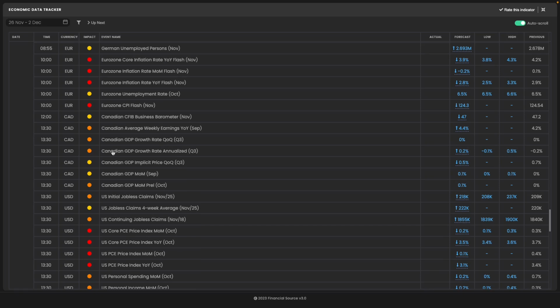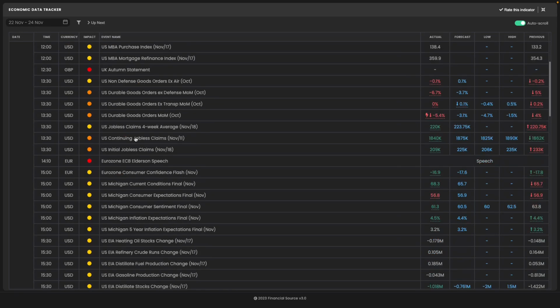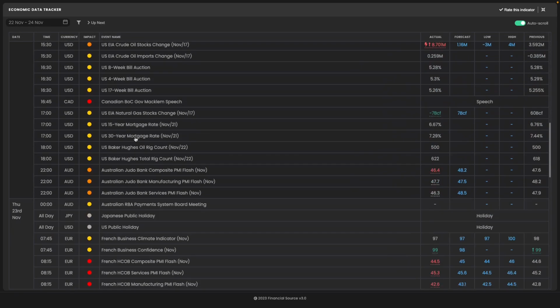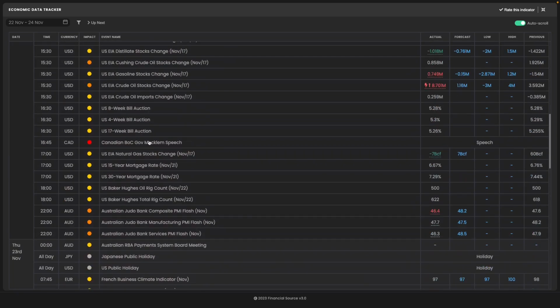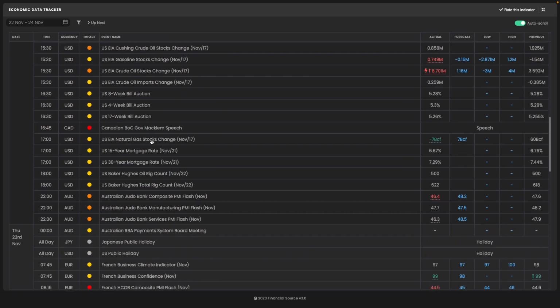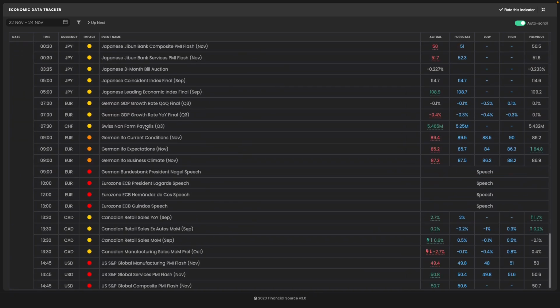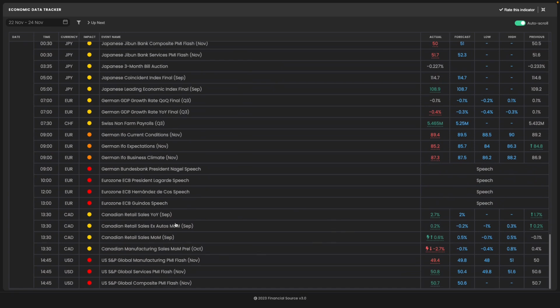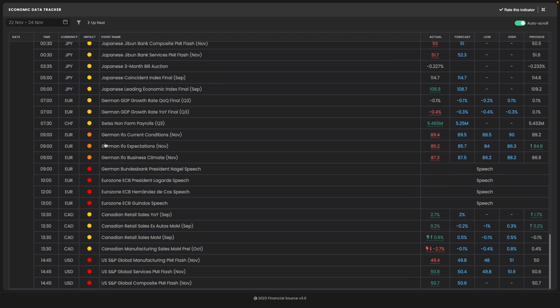Now, we saw a little surprise move in the CAD last week. Part of that was Governor Macklem hinting that it could be the last interest rate hike done from the Bank of Canada. And then we had this stronger than expected retail sales print. And that gave the CAD, if you remember, quite a nice boost on Friday. It was a little bit of a surprise. It certainly caught me out.